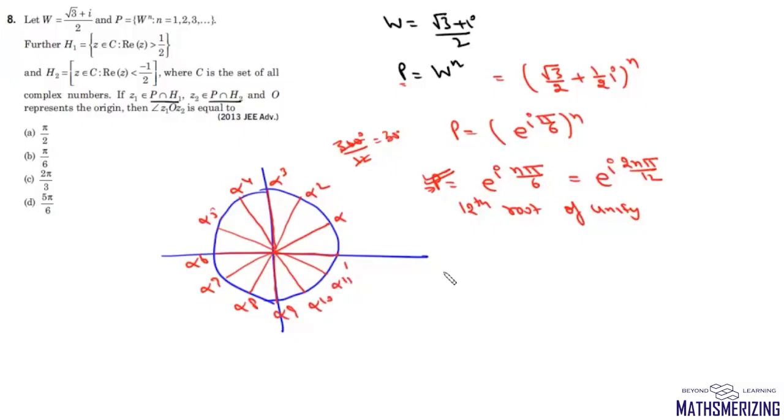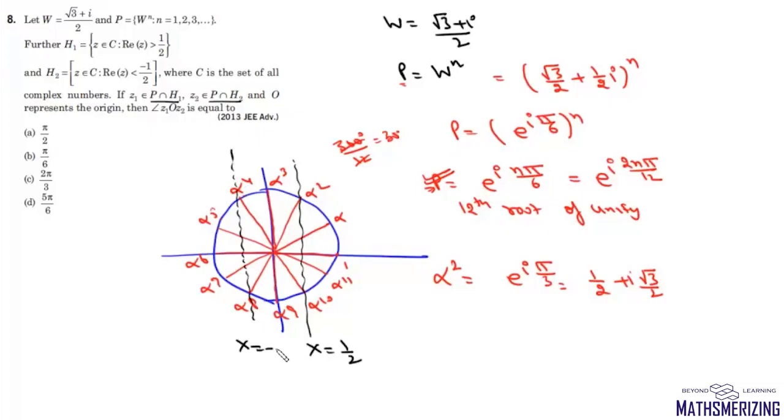Now we look at alpha square. It will be e to the power iota 4 pi by 12, which is pi by 3, and cos pi by 3 is 1 by 2, sin pi by 3 is root 3 by 2. So both these points, alpha square and alpha to the power 10, will lie on x equals 1 by 2, and in the same way alpha to the power 4 and alpha to the power 8 will lie on x equals minus 1 by 2.